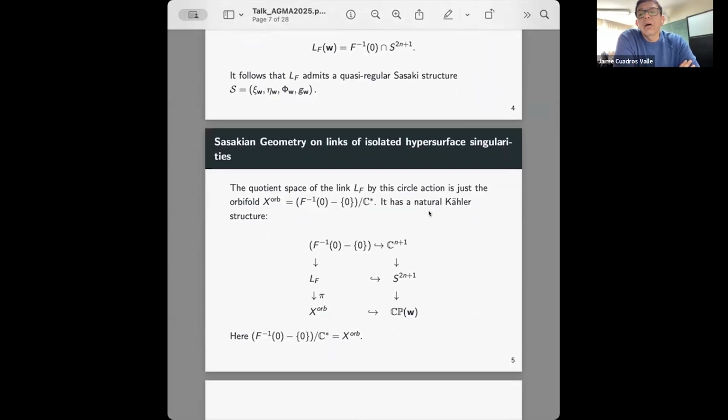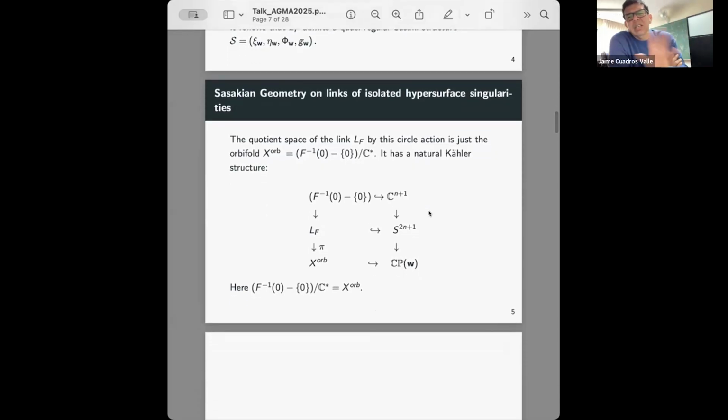You have the affine variety, you remove the zero, and you consider this as included, of course, in C^{n+1}. That will give you a link, no? And the quotient space of the link by the S1 action induced by the natural C-star action on this weighted homogeneous polynomial gives you the orbifold. So this is a generalization of the Hopf fibration, actually.